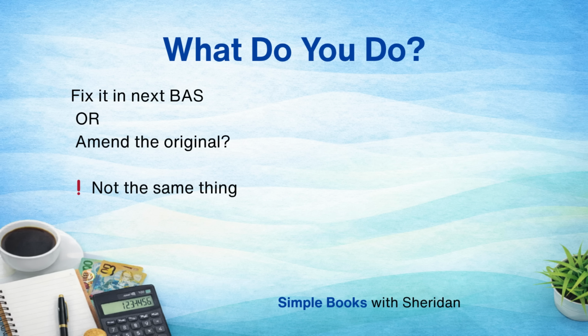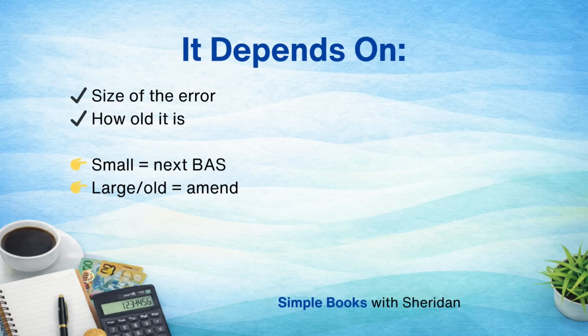So here's where people get stuck. Do you just fix it in your next BAS, or do you go back and amend it? Because both options exist, but they're not interchangeable. And the decision actually comes down to just two things: how big the mistake is and how old it is. That's it. If it's small and recent, you can usually fix it in your next BAS. But if it's bigger or it's from a while ago, then you'll need to amend it properly.